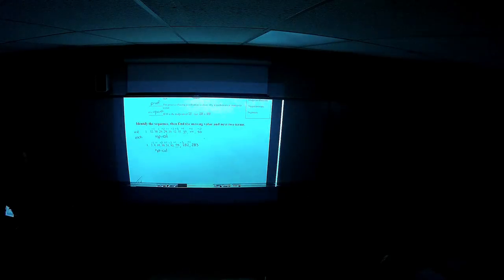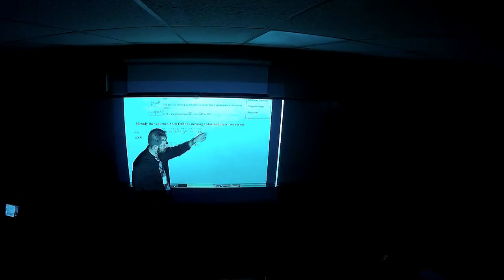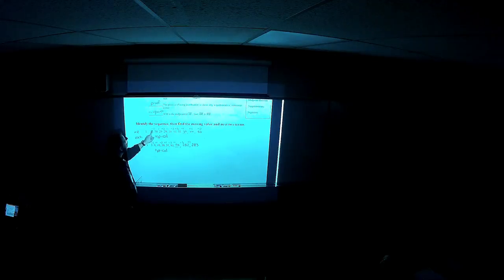All right, next. A lot of people did not read the instructions. You had to identify what type of sequence it was, like we did in the practice test, then give me the missing value and the next two terms. So you have to find the missing one and the next two after that. This is a typical sequence, because they're going down by different numbers or up by different numbers. So down two, down one, zero, one, two, three, four, five, and six. And as you go up, you can figure out those numbers. Down here, they multiply by three, add one. Multiply by three, add one. Multiply by three, add one. Multiply by three, add one. That's how it works. It's a typical sequence.